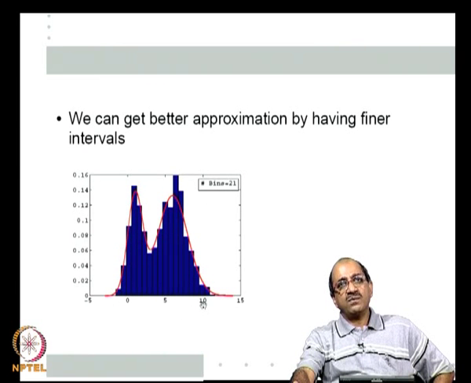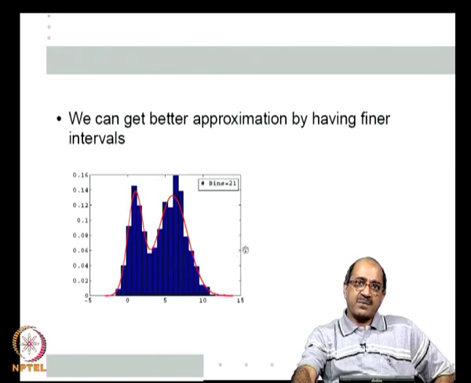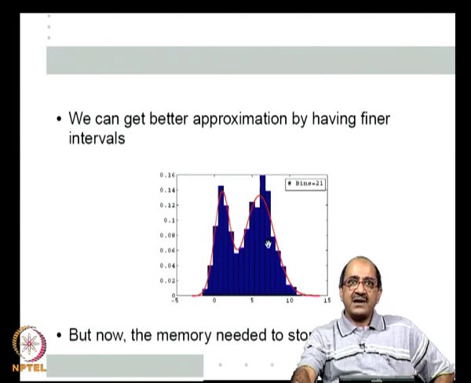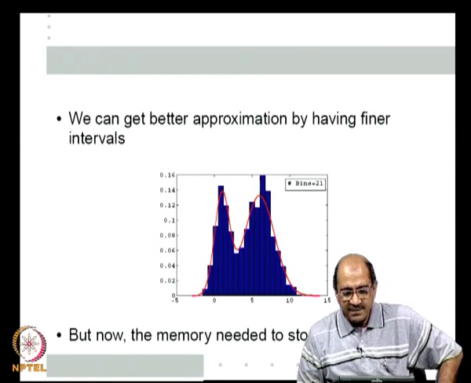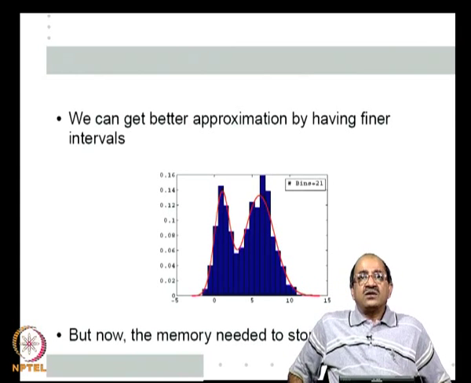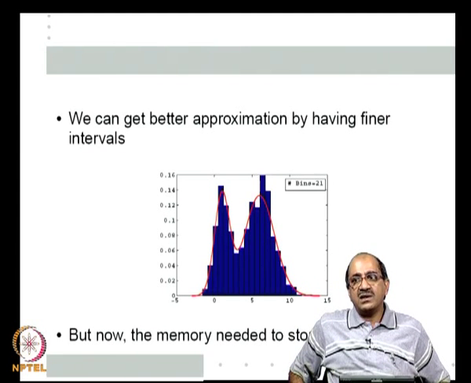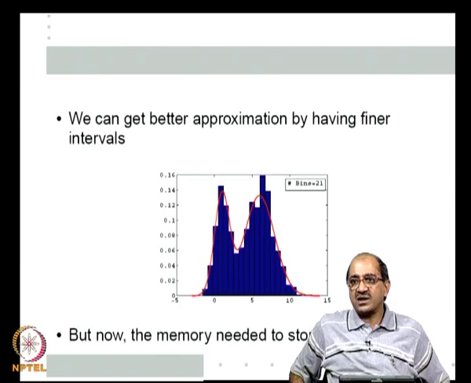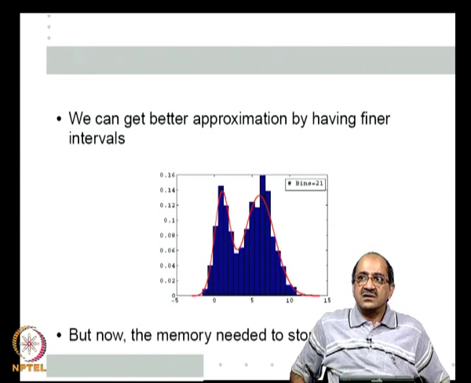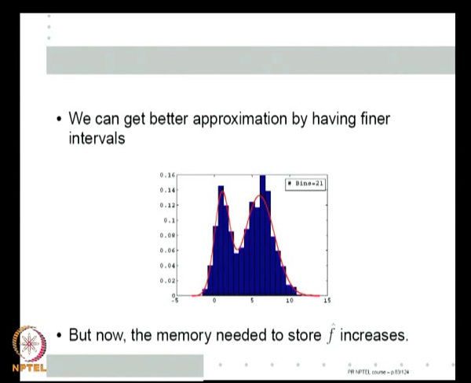So, if I get more and more bins, obviously I can get better and better approximation, but the price I pay is that ultimately how am I going to store the density? I have to remember all the bins and all these constant values. I have to remember the entire histogram. The more the number of bins, the larger the histogram. So, I need more memory to store my approximate density.